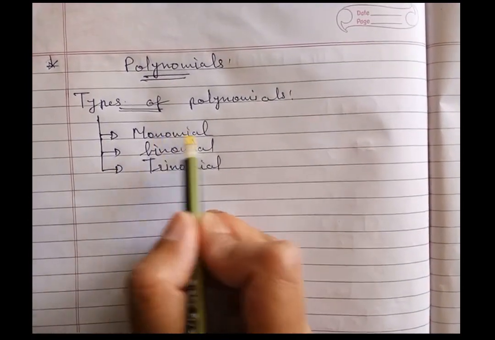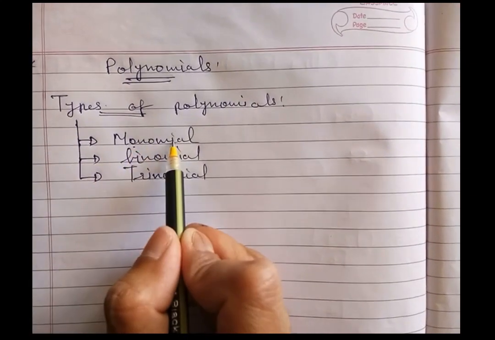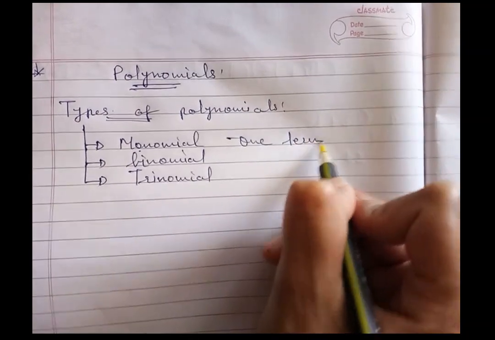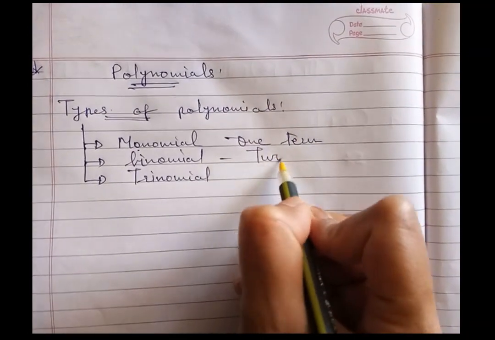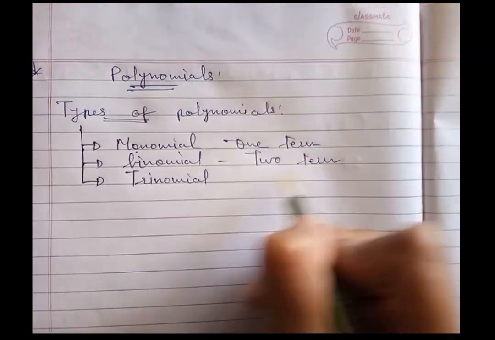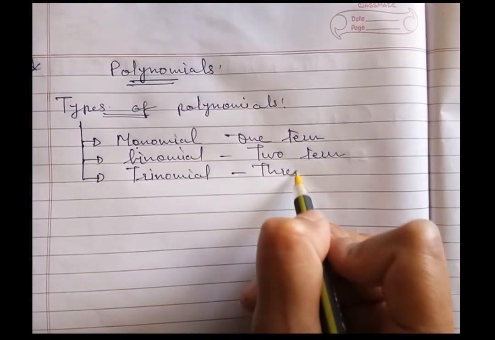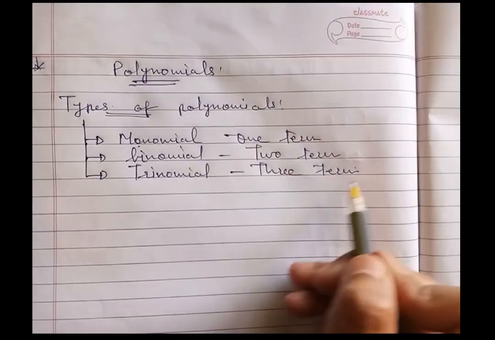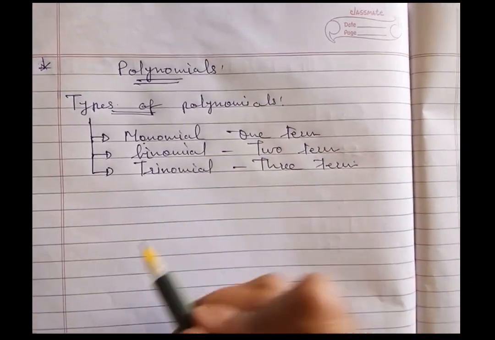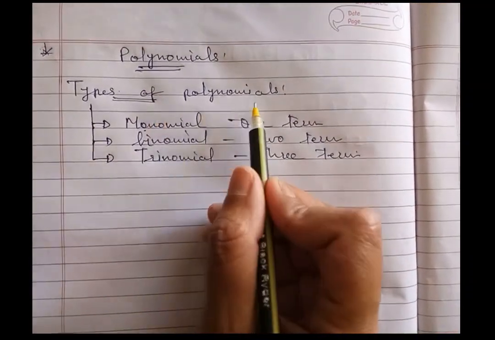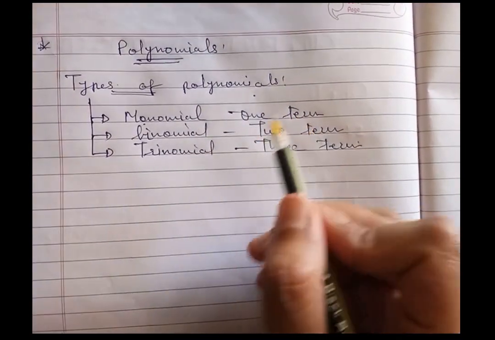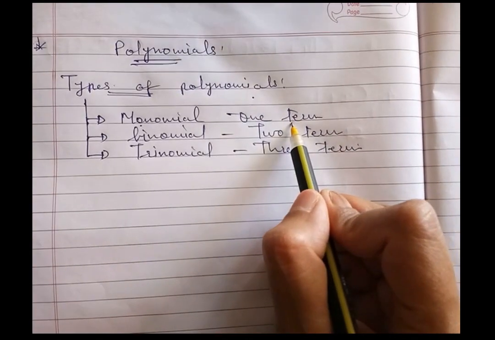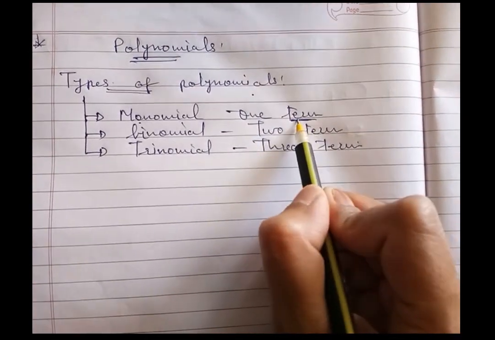Now this you have already learned: monomial means one term, binomial means 2 terms, trinomial means 3 terms, right? This you have already done in your previous classes. Now we are going to learn the types of polynomial based on the power. Before I start, I will start by explaining the term.